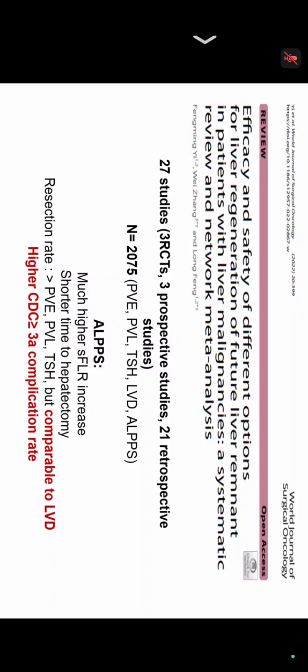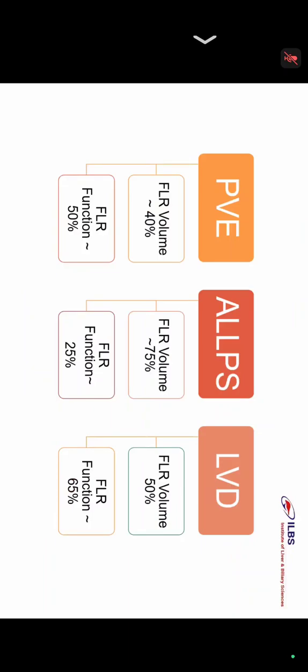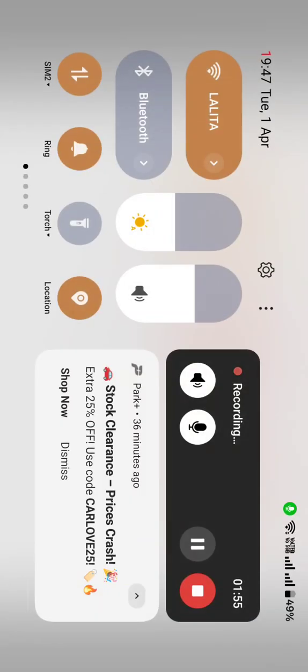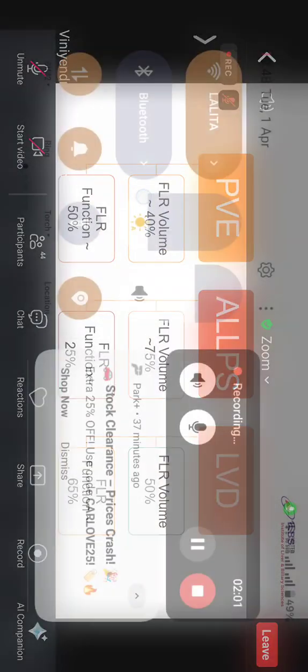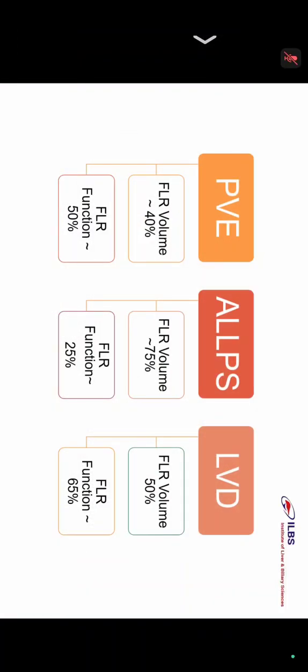So portal vein embolization is much safer, but if you want to, then you can do rescue ALPS like we did in this case as well. So these are the differences which I thought. In terms of portal vein embolization, FLR volume increase is about 40%, function gain will be 50%. With ALPS, FLR volume will increase by 75%, function will be only 25%. With LVD, FLR volume increases by about 50%, and the function will be about 65% as well.